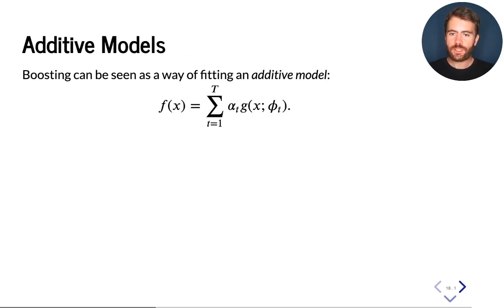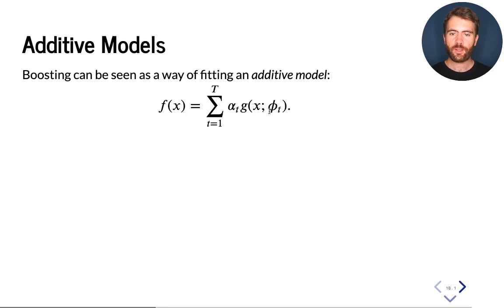And boosting fits what is called more generally in machine learning an additive model. An additive model is an important class of machine learning models. We saw linear models, we saw polynomial models, and now the additive model is another class that's important. And it has this structure.